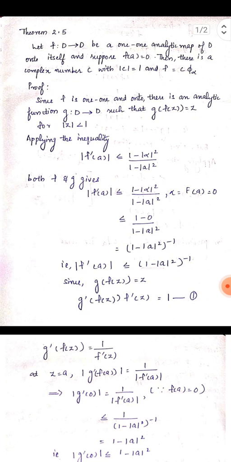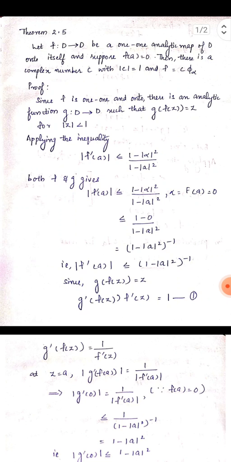So here we have f from D to D is a one-to-one analytic map of D onto itself and suppose f of a equal to 0. Then there exists a complex number C with mod C equal to 1 and f equal to C phi alpha.